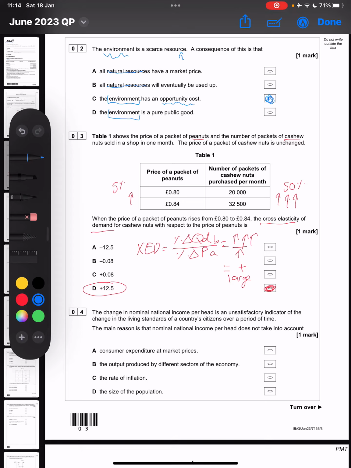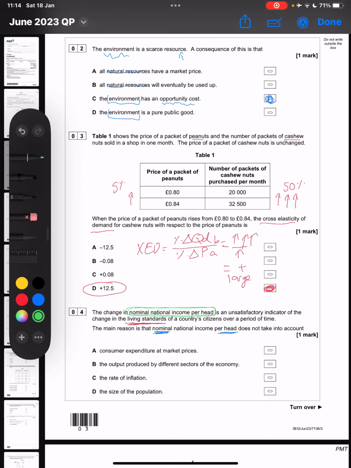The main reason is that nominal income per head does not take into account. Okay, whenever I see nominal, I think that's a warning sign, and it's per head. The change in nominal income per head is an unsatisfactory indicator of the change in the living standards. Living standards is what you are able to afford or you have access to, the goods and services you have access to. That's usually determined by your income, but sometimes the state will provide something like that. So by just looking at somebody's salary essentially or somebody's income per person, that's not going to be a good representation of their access to goods and services.